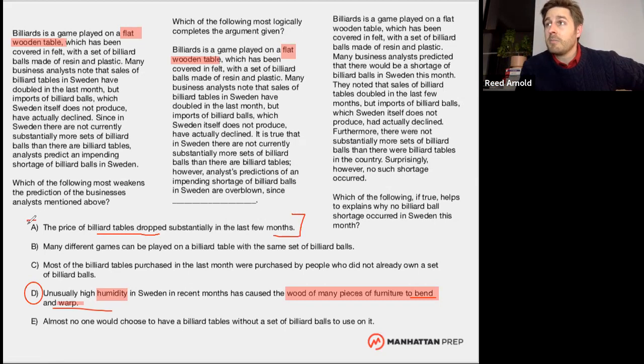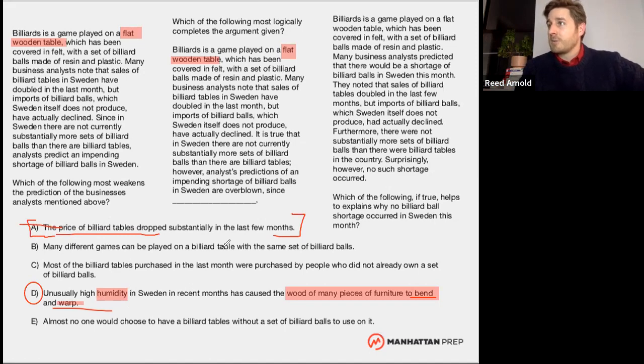This is an example of prodding the premise. We already know that the sales of tables doubled. I don't really care why. What I want to know is why the doubling of tables didn't lead to or might not lead to an increase in the sale of sets of billiard balls. So that's a tempting wrong answer that prods a premise, deals with something we already know is true, but doesn't actually achieve the goal we need the right answer to achieve.